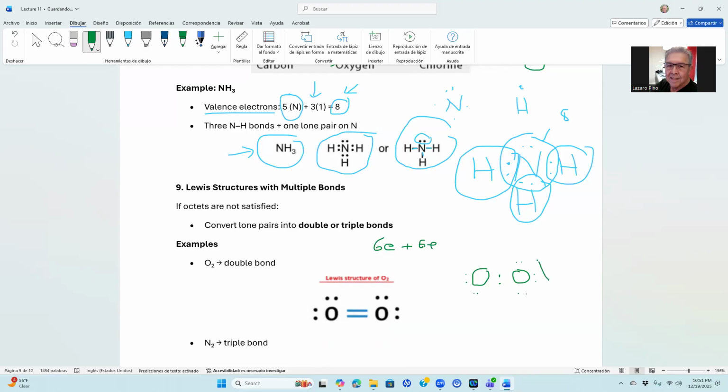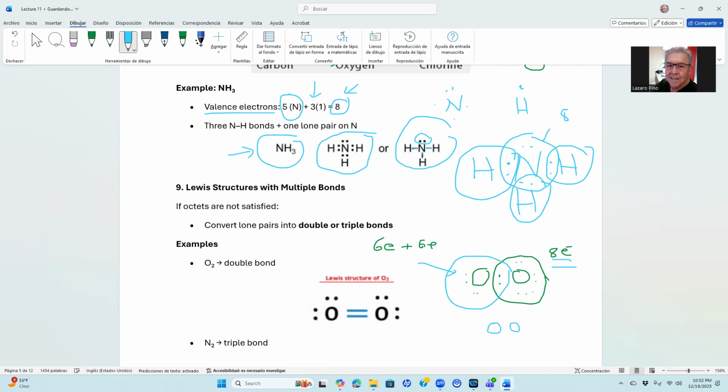But what happened here? This atom has 8 electrons. That's perfect. That's a noble gas configuration. But what happened with the other one? Oh, it only has 6. Then it is not satisfied because it cannot make the octet. Then how can we do this so that both will be satisfied?